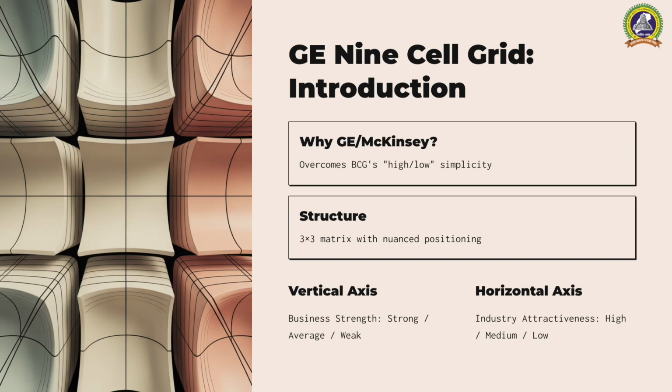Now, let's discuss what are its key features. First, it is a 3 into 3 matrix which immediately provides more nuance than the 2 into 2 BCG matrix. It is built on two key dimensions: industry attractiveness and business strength. Each of these dimensions is divided into three levels. Business strength is classified into strong, average, and weak. Then industry attractiveness is categorized into high, medium, and low.